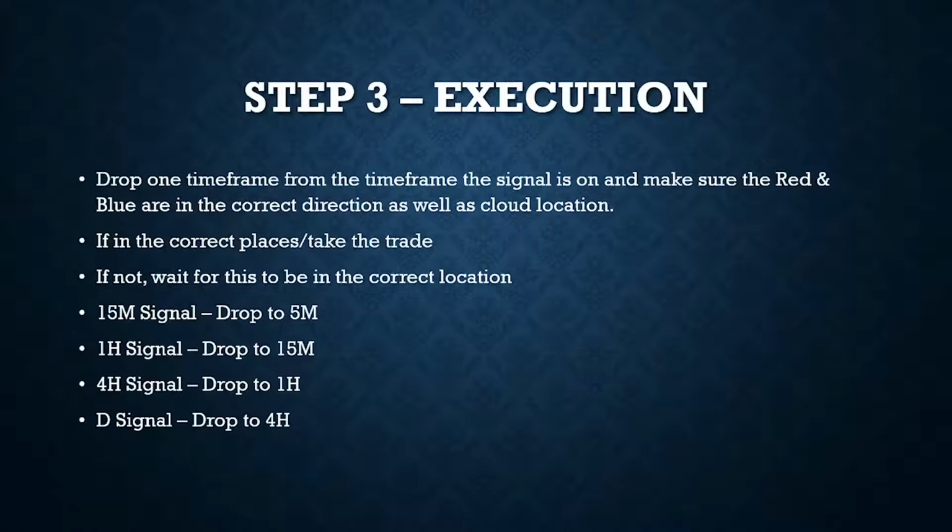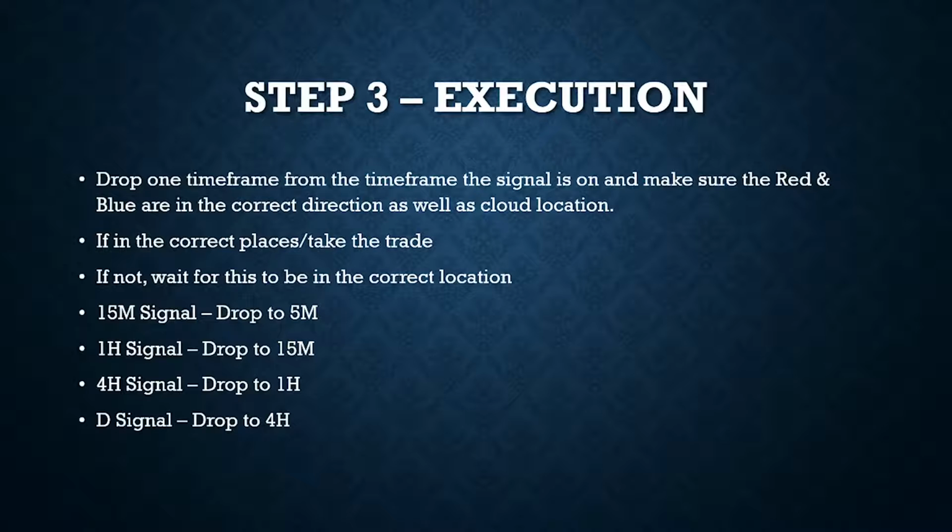Now we move on to step 3, which is the execution piece. This is where we actually look to enter the trade. What we want to do now is drop one time frame from the time frame the signal was called on. So a second ago we were just on dollar Swiss, which was a 15-minute signal. We want to drop one time frame, and we want to make sure the red and blue lines are in the correct direction, as well as the cloud location. Step 1 and step 2 already taught you how to do that. Step 3 does both of those on one time frame.